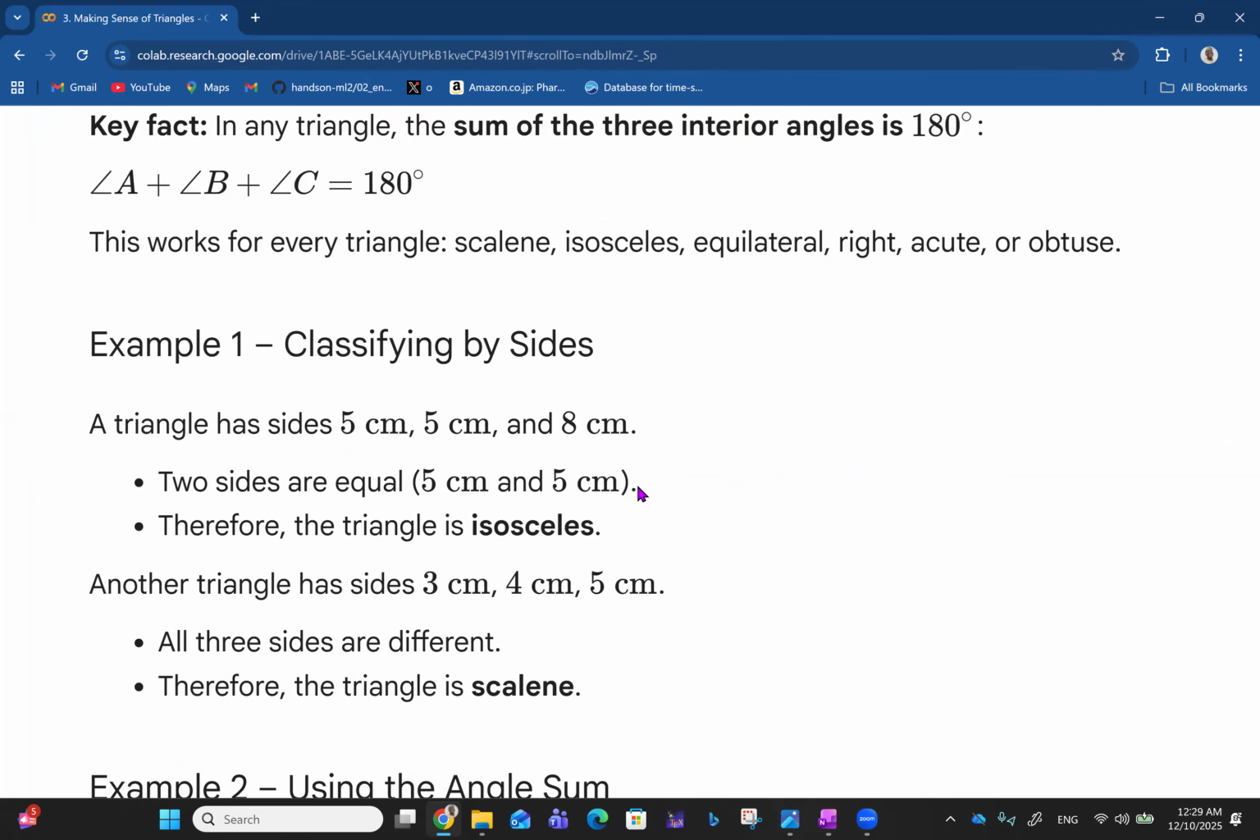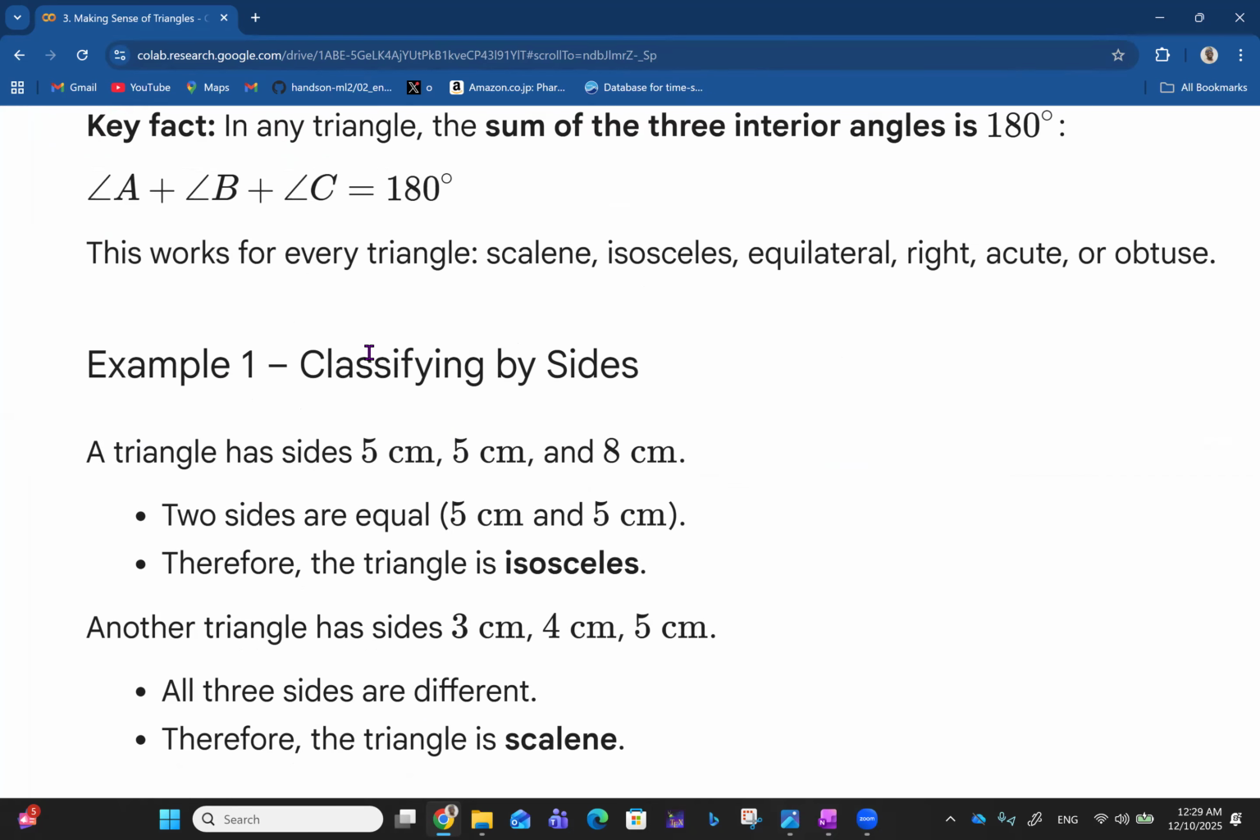If you classify triangles by sides, a triangle has sides 5 cm, 5 cm, and 8 cm. Because two of the sides are equal, 5 cm and 5 cm, therefore the triangle is said to be isosceles. Then another triangle has sides 3 cm, 4 cm, and 5 cm. All three sides are different. So therefore the triangle is scalene, right?